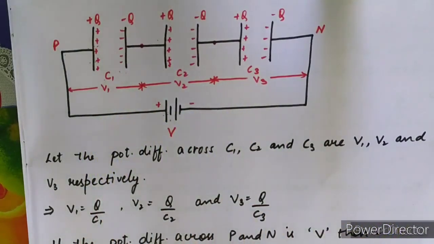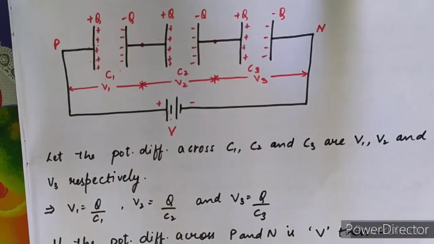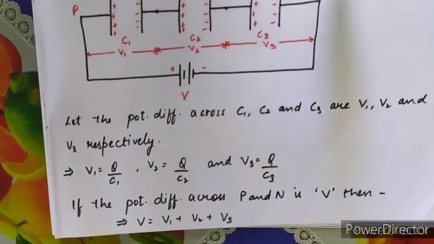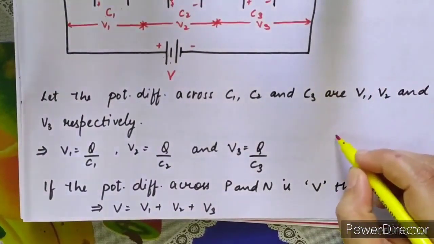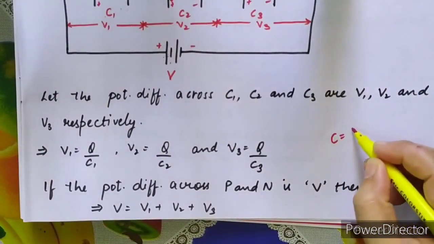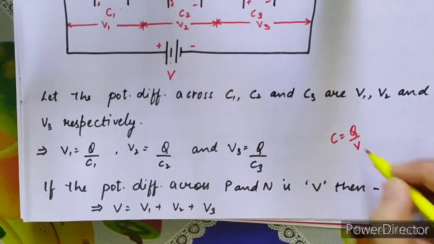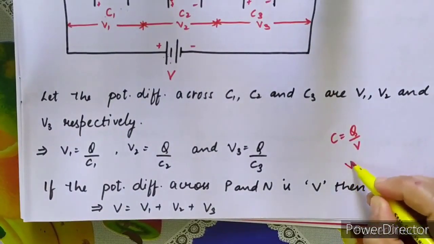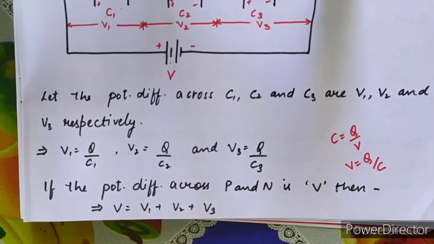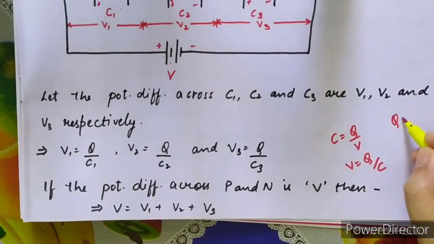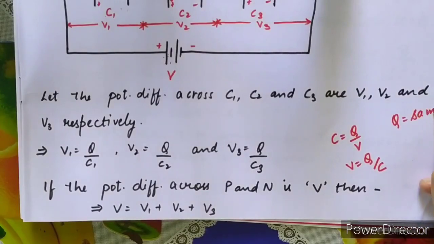Okay, respectively. Now, as we know, the basic formula of capacitance is C equals Q upon V, and from here, V equals Q upon C. Now, charge is the same on each plate.